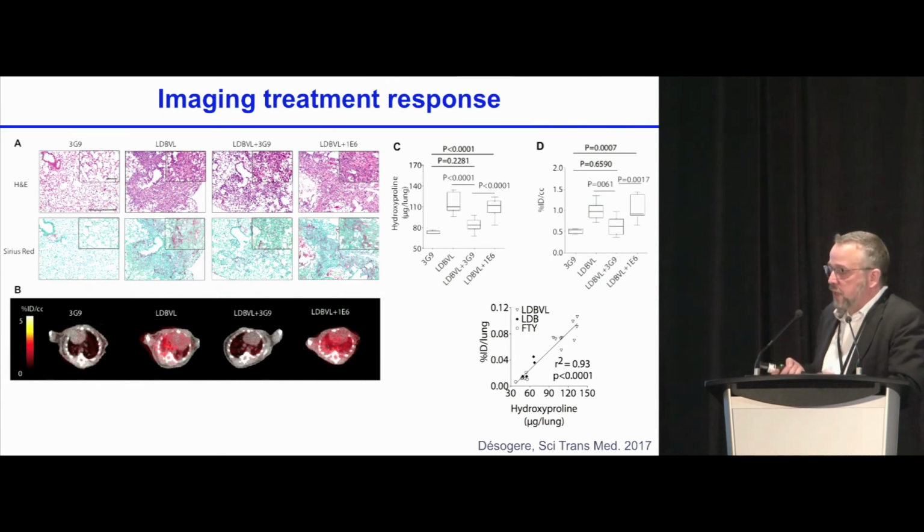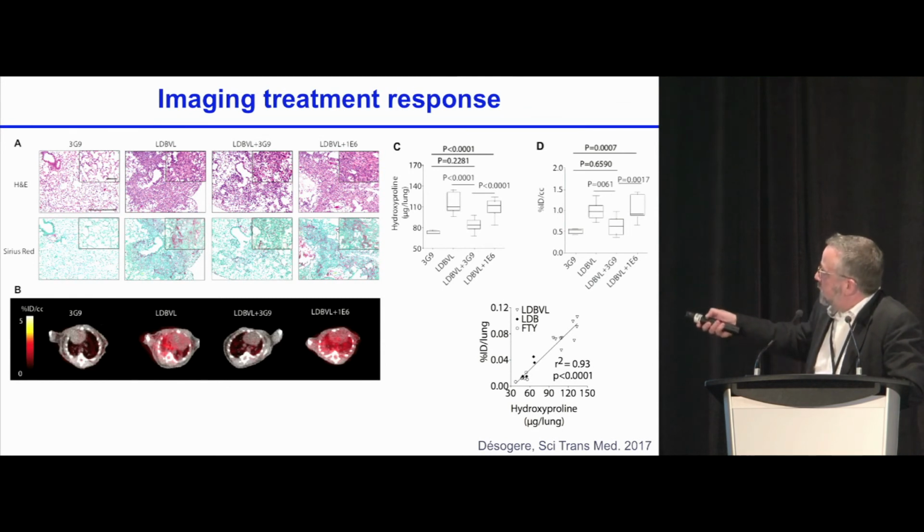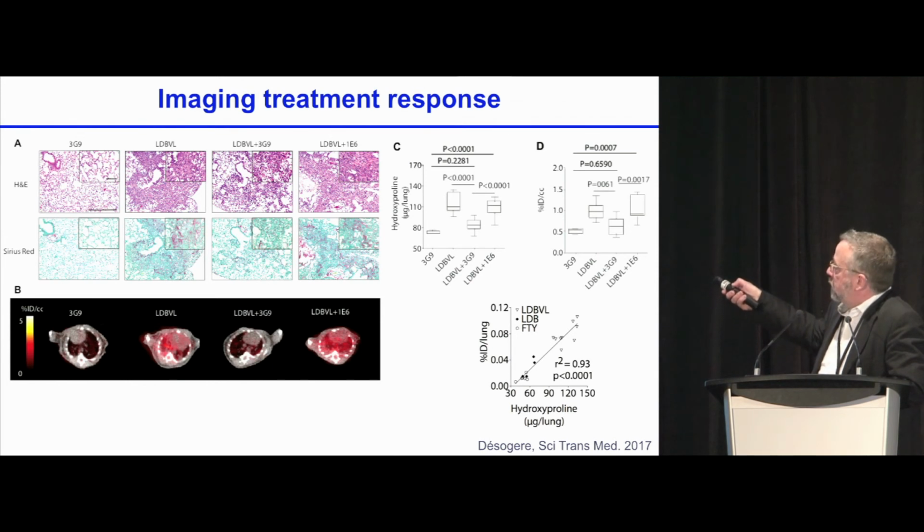You can also look at treatment in this model. In this case, what we were looking at is treating these mice with an anti-alpha V beta 6 antibody from Biogen, and you can see from the PET imaging that the signal is strongly reduced in the treatment group. If we treat these animals with an irrelevant antibody, the signal is high. It's a little hard to see from these Sirius red images, but if you look at quantifying fibrosis by collagen levels, it's significantly lower in the treatment group, and the PET can track this as well, again in a very linear fashion.